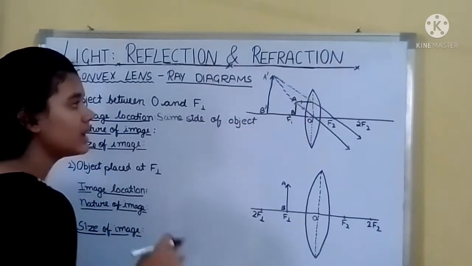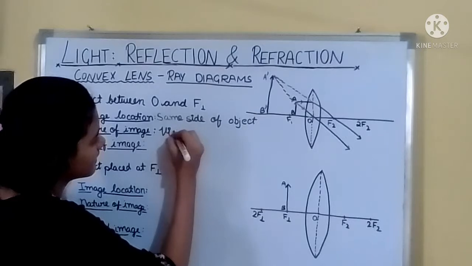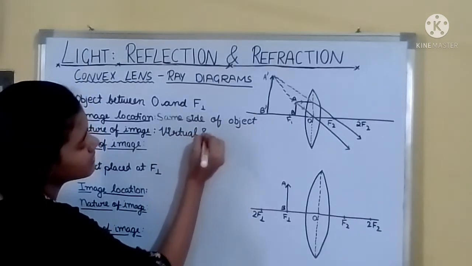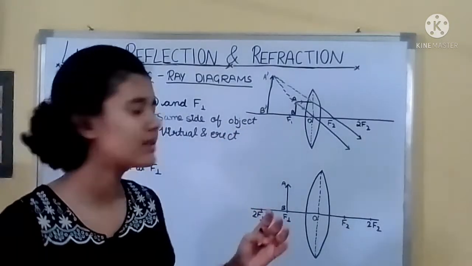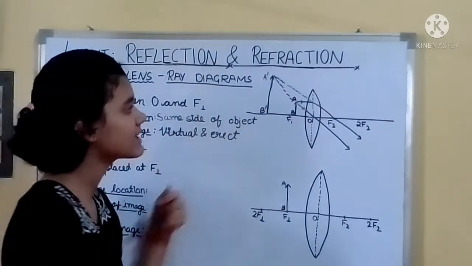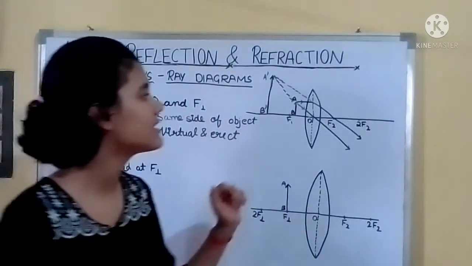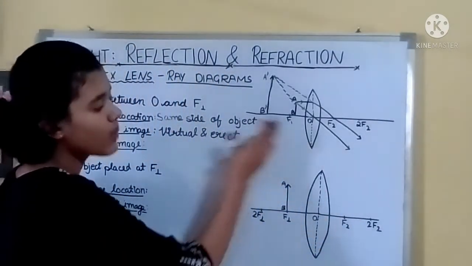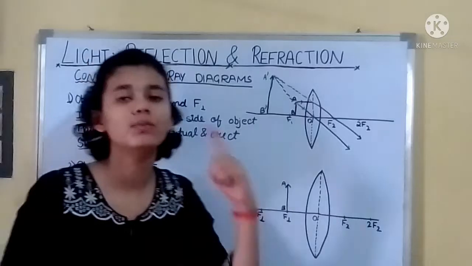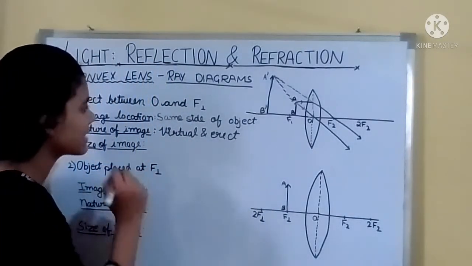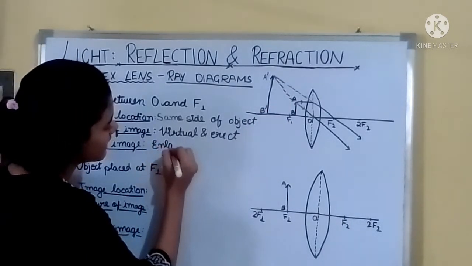The nature of the image is virtual and erect. What we did in the spherical mirrors was, if the image was formed on the left side, we considered it real and inverted. But in the lens, if the image is formed on the left hand side, on the side of the object, then it is virtual and erect. The size of the image, as you can see, is enlarged.